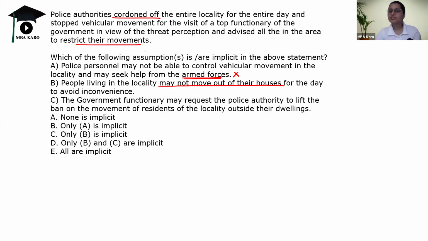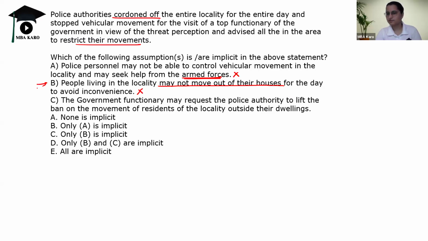In the previous question, there was a directive not to reveal anything. So the person saying this was assuming that the directives are going to be followed. Here, we are assuming from the point of view of the police authority, the author or the speaker. So police authority is doing something. So they are assuming that people are going to move out. That is why, understood, this is also not implicit.